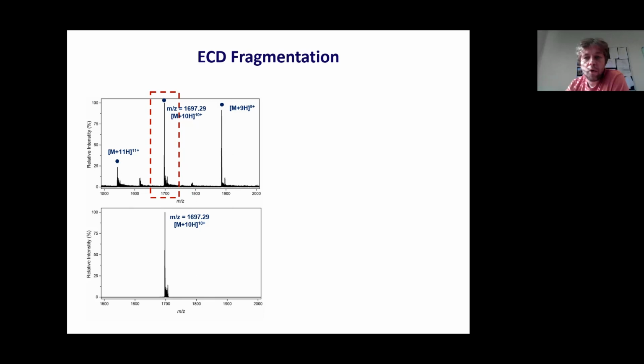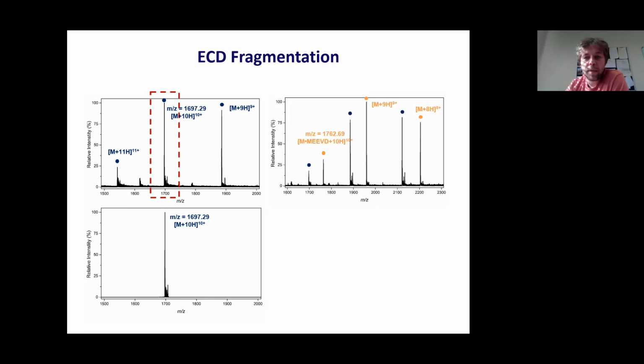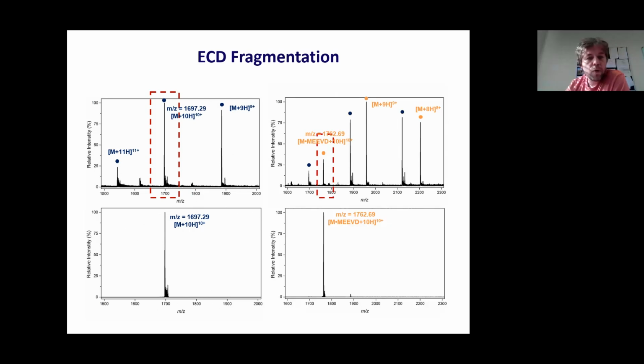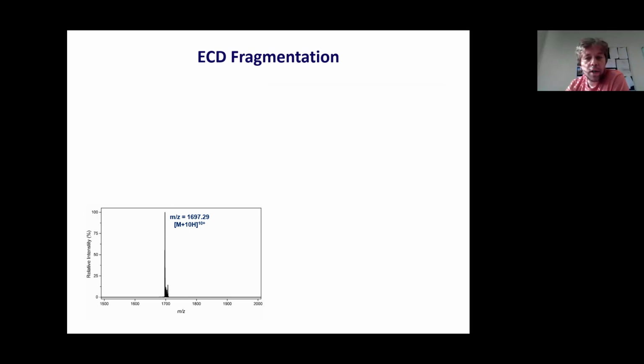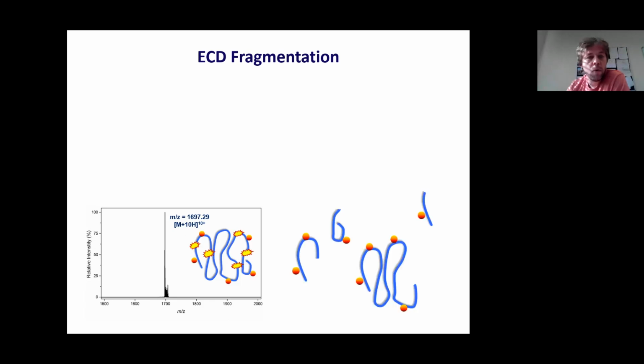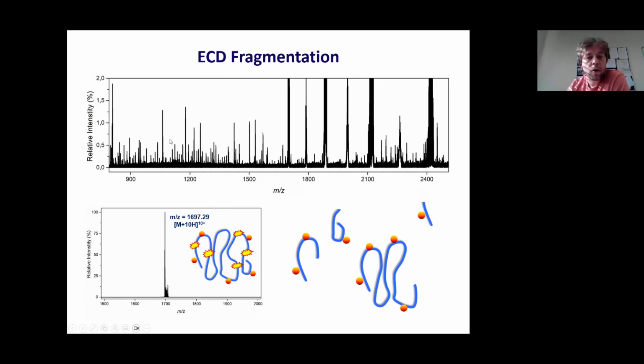The same for the bound species. This is a MEEV bound species, tuning a quadrupole, and you can isolate that. Then what you do is you subject this to ECD fragmentation, and you can fragment the backbone, get a series of peptides and a mass spectrum, and all of these masses, all of these peaks correspond to a very specific mass of your fragmented protein.